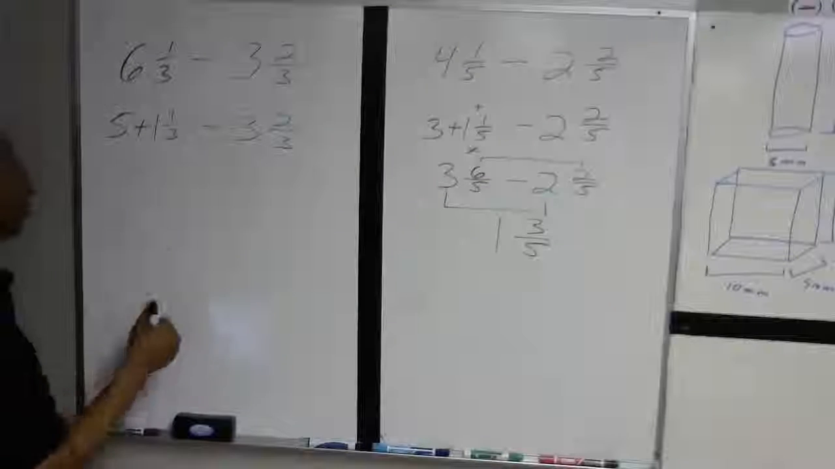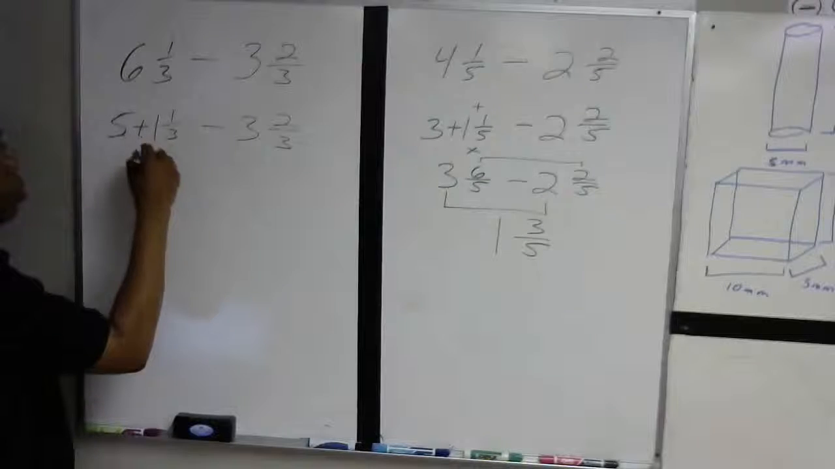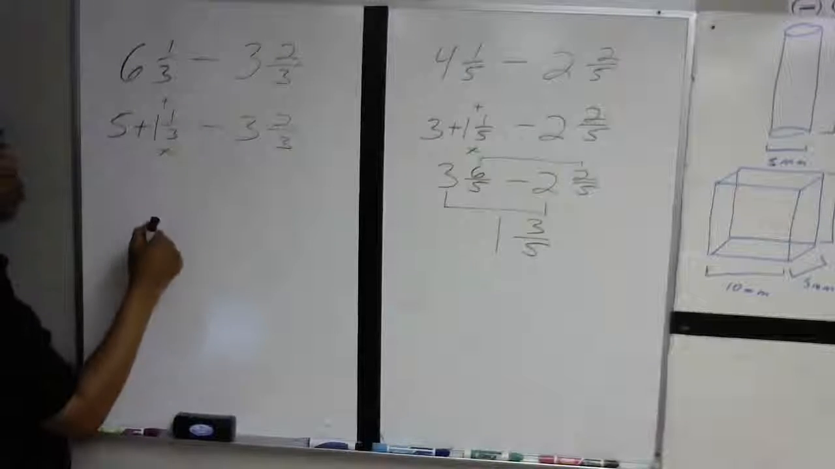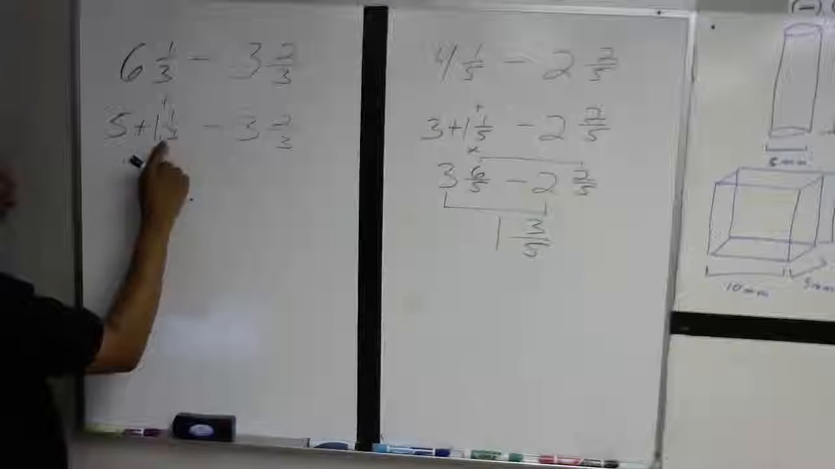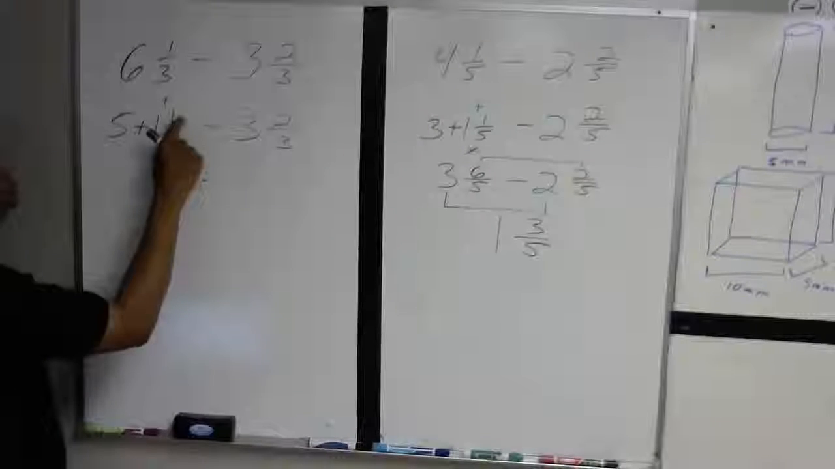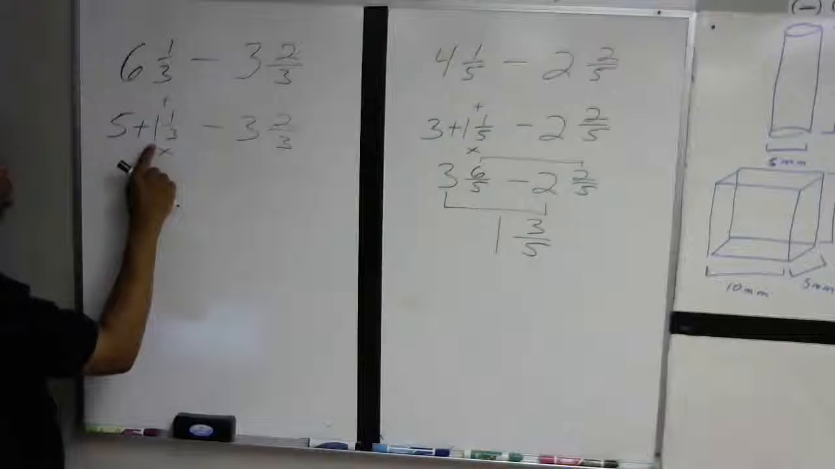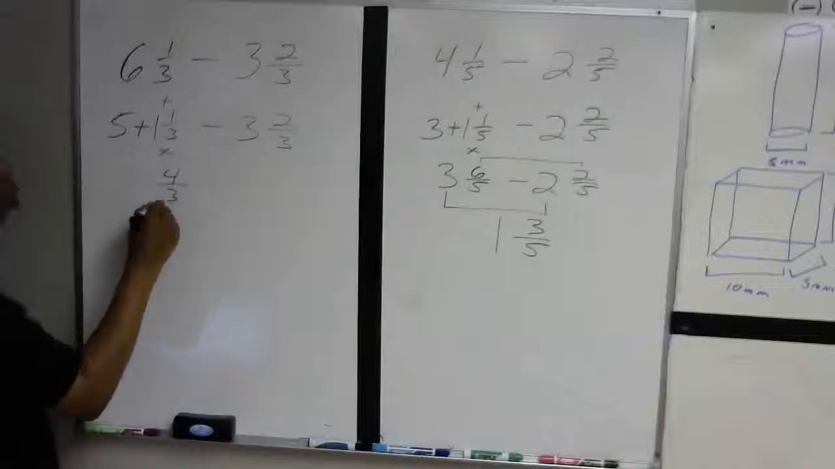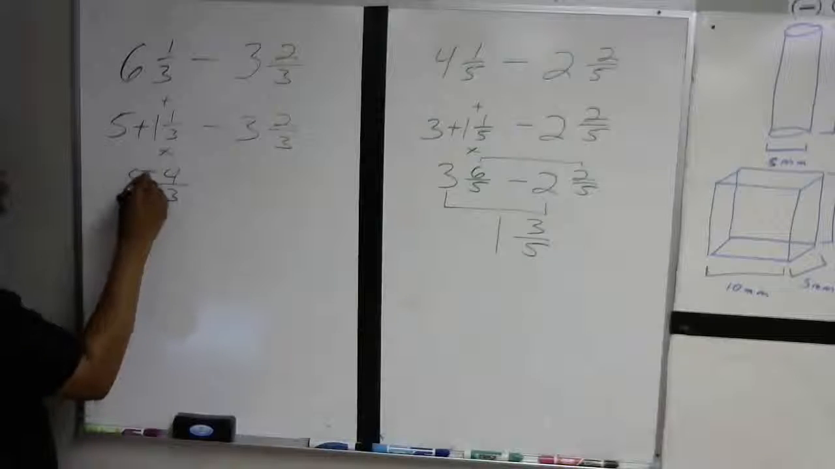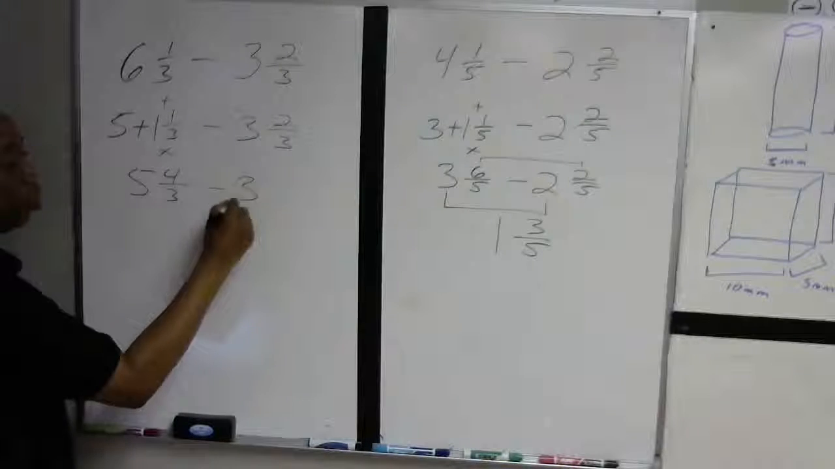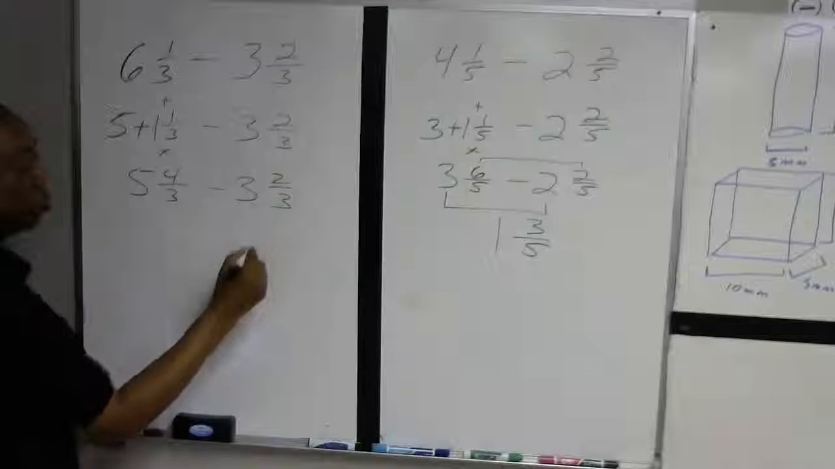Okay. Now we're going to combine the 1 and the 1/3 by multiplying and adding. So this will be 3 times 1, then plus 1. 3 times 1 is 3, plus 1 more is 4. So this will now be 4 over 3. And we bring the 5 down, minus the 3 and 2/3.